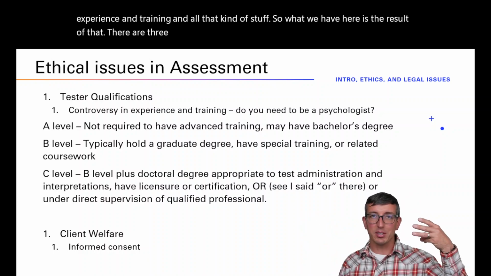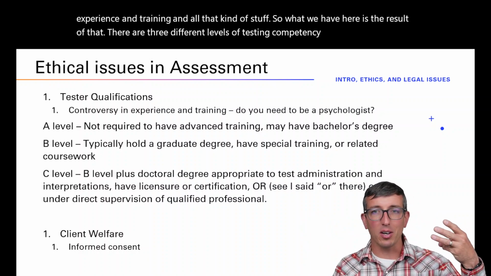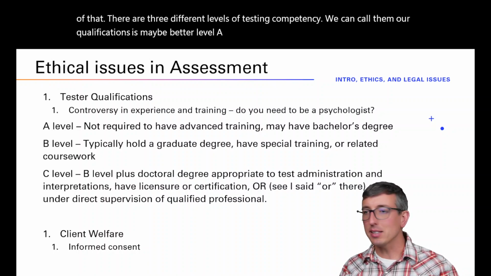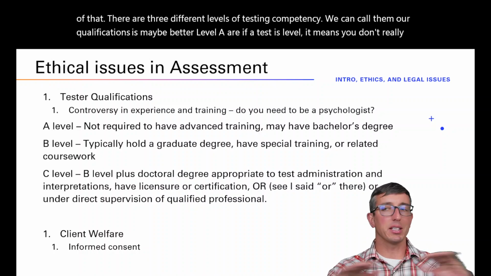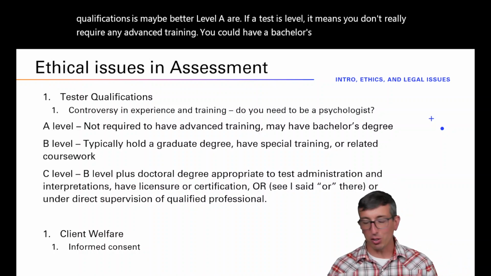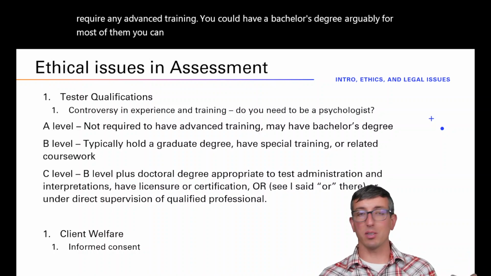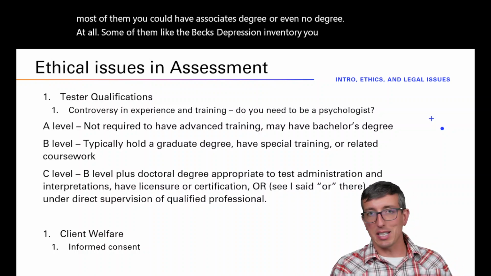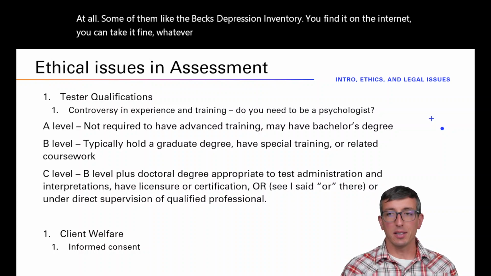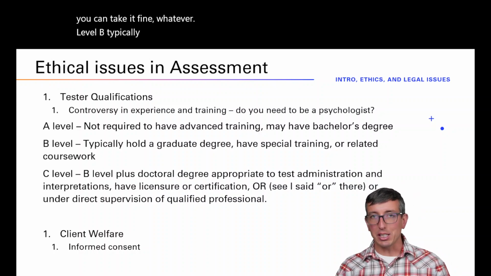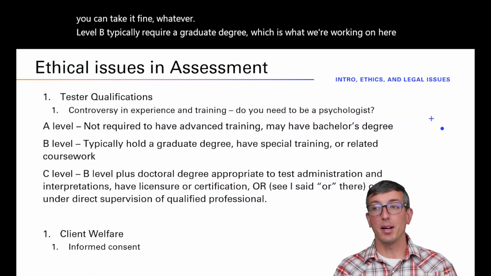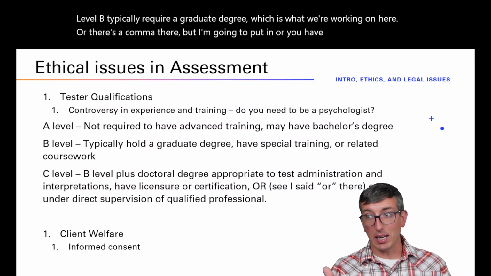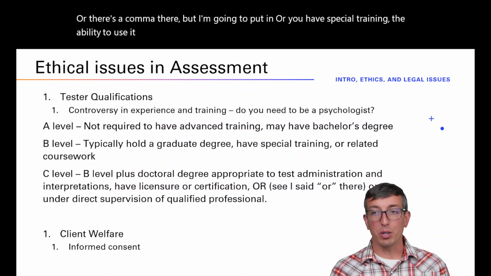There are 3 different levels of testing competency, we can call them, or qualifications is maybe better. If a test is Level A, it means you don't really require any advanced training. You could have a bachelor's degree, arguably for most of them you could have an associate's degree or even no degree at all. Some of them, like the Beck Depression Inventory, you can find on the internet and take it, fine, whatever. Level B typically requires a graduate degree, which is what we're working on here, or you have special training, the ability to use it, or you have related coursework.